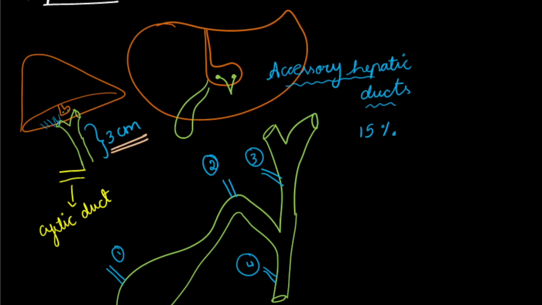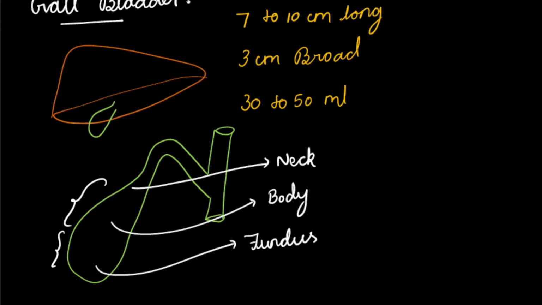Now regarding the hepatic duct, the right and left hepatic ducts join to form the common hepatic duct, which runs downwards and is 3 cm long, and it joins with the cystic duct and finally forms the common bile duct. We can see accessory hepatic ducts in around 15% of the population, and these accessory hepatic ducts may drain directly into the gallbladder, or into the cystic duct, or into the common hepatic duct, or into the common bile duct.